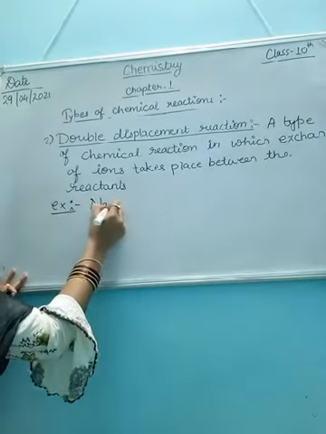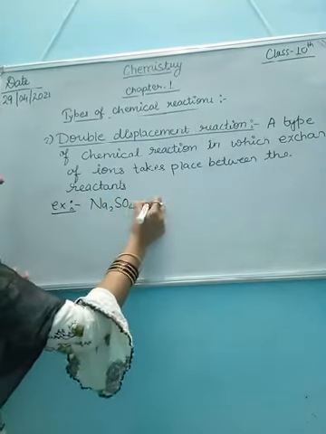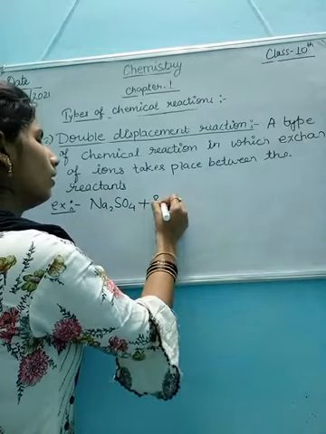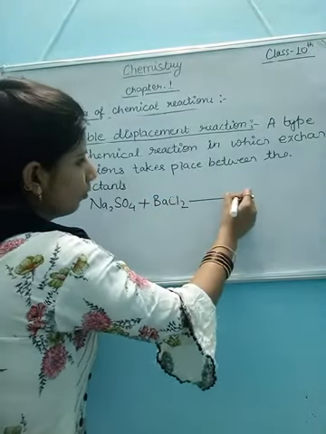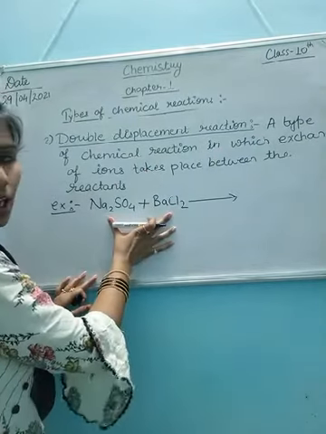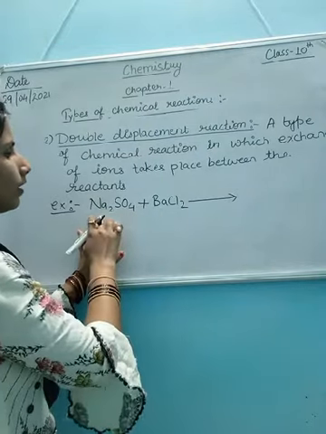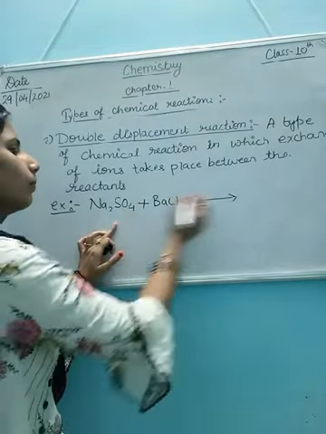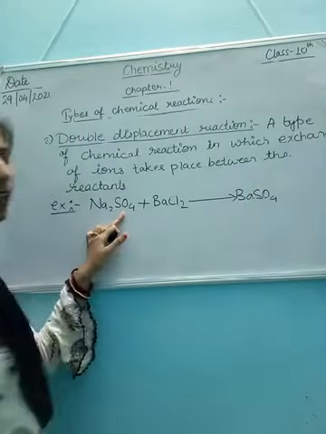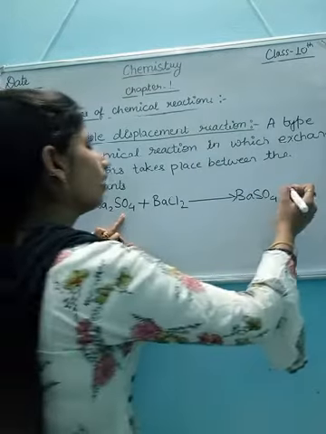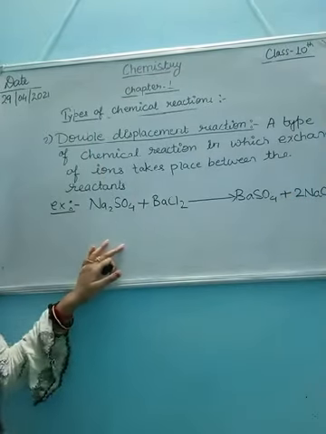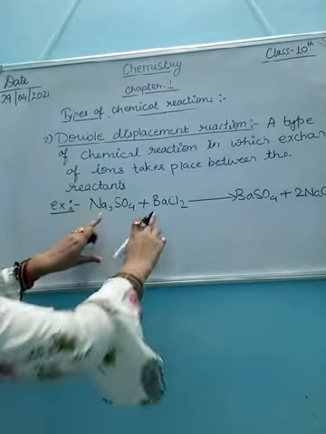Sodium sulfate, Na2SO4, reacts with barium chloride, BaCl2. Now what is their exchange of ion between the reactants? These are the reactants. Between the reactants, exchange of ion takes place. So it will become BaSO4, barium sulfate, and 2NaCl, sodium chloride.